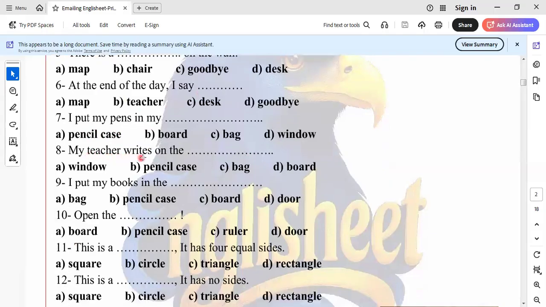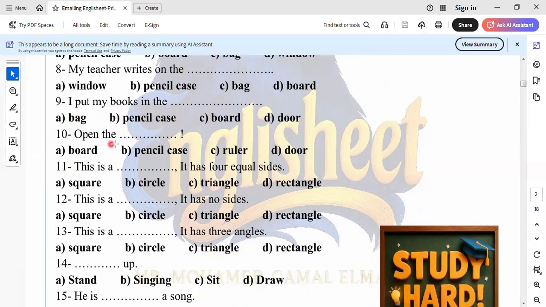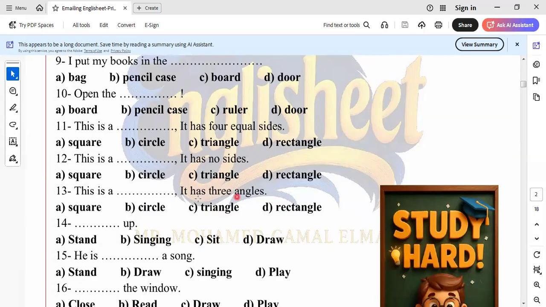Excellent. My teacher writes on what? Or the teacher writes on what? On the board. So the answer will be on the board. I put my books in the what? I put it in bed. Is it in the pencil case? Wrong. In the pencil case, I put my eraser, my sharpener, my what? My pen and pencil. This is in the pencil case. But my books in what? In my bag. Open the space: open the board, or open the pencil case, or open the ruler, or open the door. You are clever people, open the door.